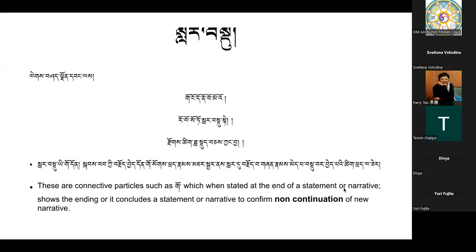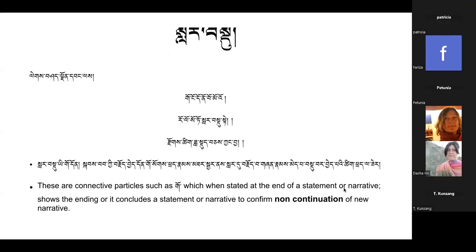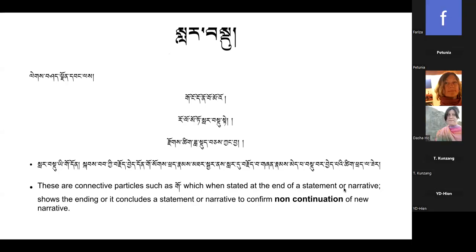Statement and narrative is here. It's just an option. You can either say end of a statement or you can say end of a narrative. These two, at this point, in this context, are the same. So no difference when I say statement or narrative.